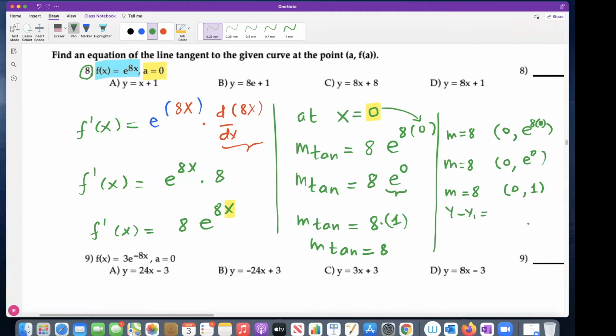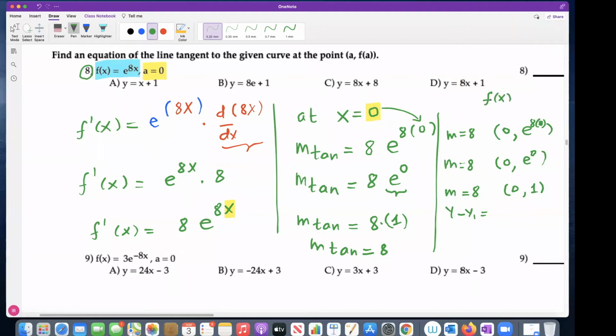Professor. Yeah, go ahead. So why is it e raised to 8 times 0 and not e raised to 8 times x? Oh, no, in general, the function is this in general, right?